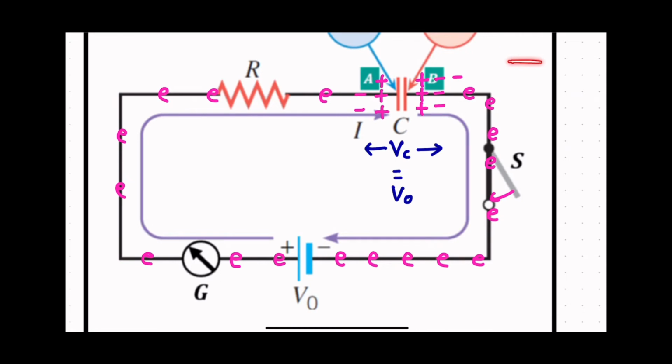Sampai bila? Sampailah level of V across battery, V battery adalah sama level dengan V across capacitor. So waktu ni air dah tak boleh mengalir. Why?